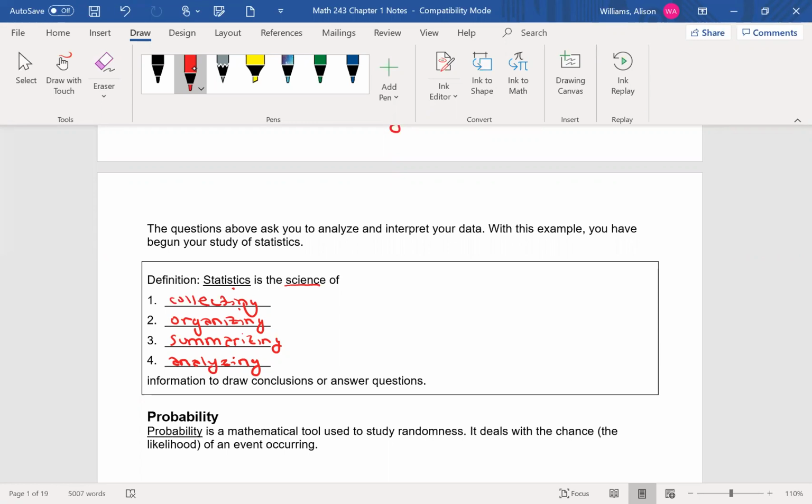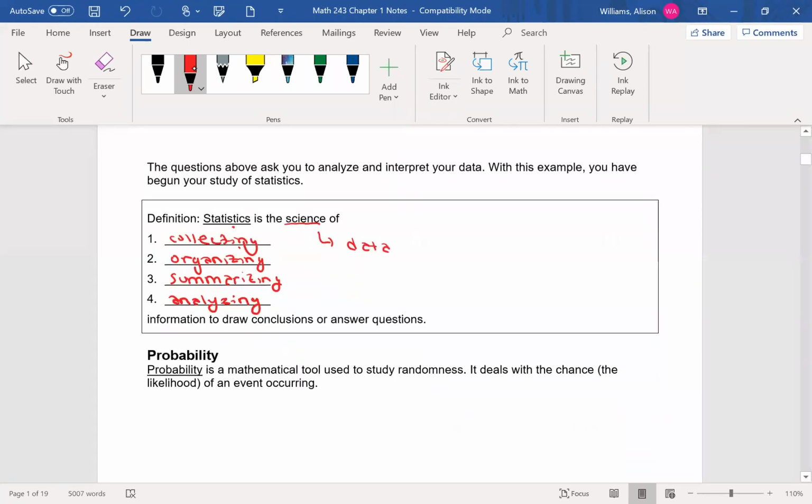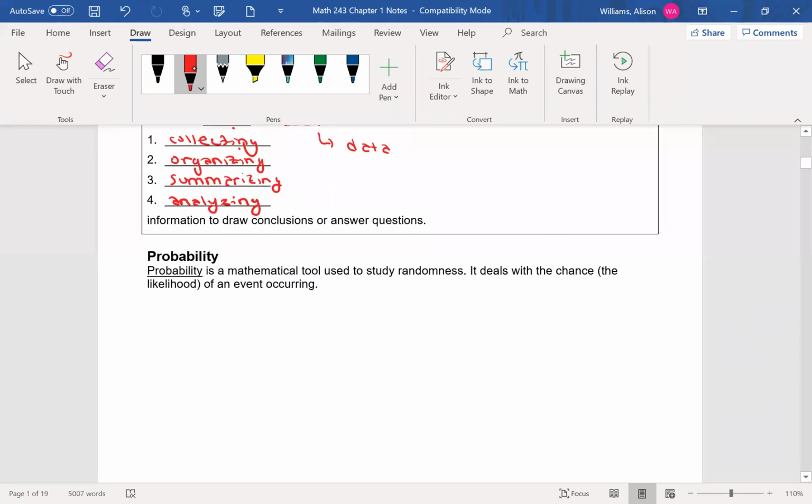Now, the implication of it being science is that we're talking about data, because science deals with data. We're collecting data, analyzing the data, testing the data, doing experiments on the data, and then making conclusions based on what we're seeing. That is very similar to what we're doing in statistics. Now, we use a lot of mathematical methods, and the biggest one that we'll be using is probability. Probability is a mathematical tool used to study randomness. It deals with the likelihood or chance of an event occurring.